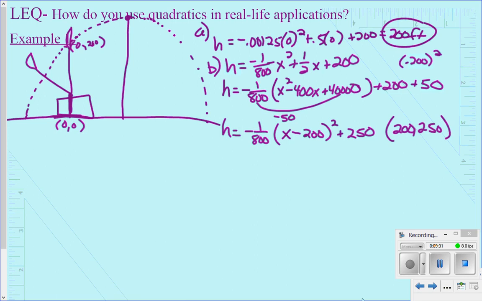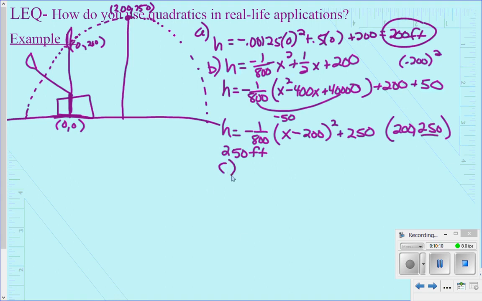So I'm about ready to answer the question, but I didn't answer it yet. So let's go back to what the question was. It said, what is the highest wall the fireball can clear? Highest wall, meaning we're looking for the height. We'll go back to your definition of variables. The height is the y, or the h. So we're going to use the 250 from the vertex. And by the way, in my picture, I'm going to go ahead and label (200, 250). But the answer to part B is 250 feet because that's the height of the highest wall. That's the height of the vertex. So that takes care of B.